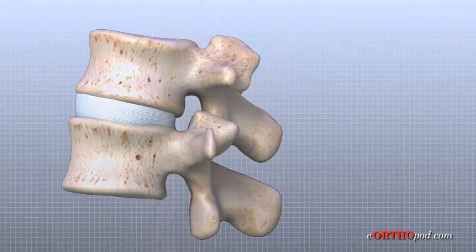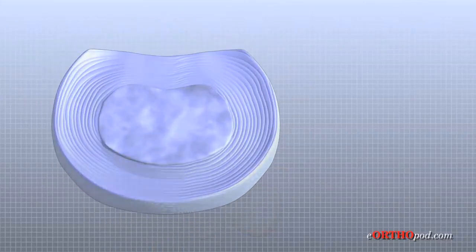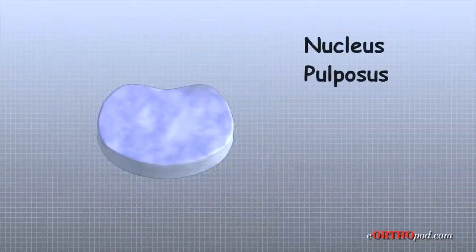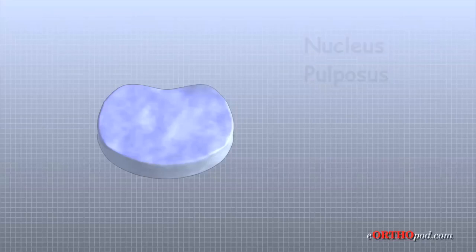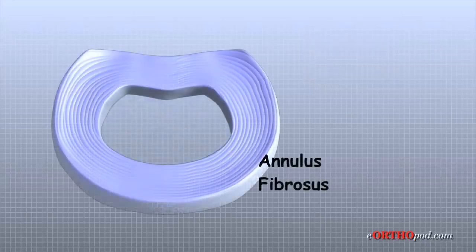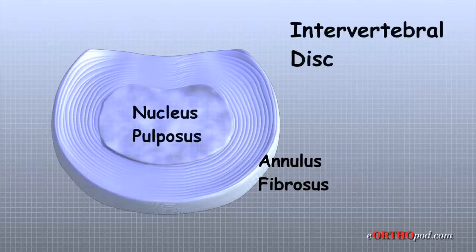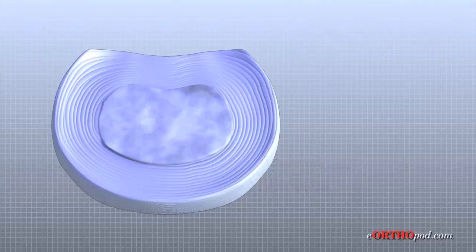An intervertebral disc is made up of two parts. The center, called the nucleus pulposus, is spongy and acts like a shock absorber to cushion the force between each vertebra. The nucleus is surrounded by a series of strong ligamentous rings called the annulus fibrosus. Ligaments are made of strong connective tissue and connect one bone to another. The annulus fibrosus is actually a special ligament that connects two vertebrae together.